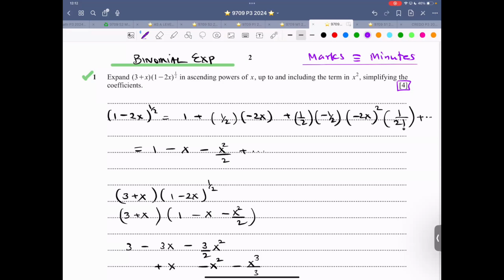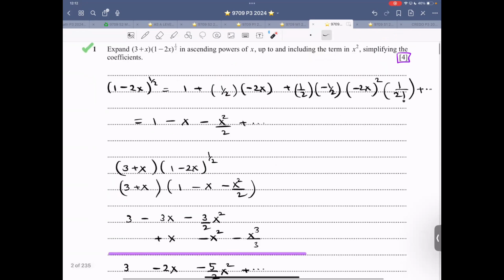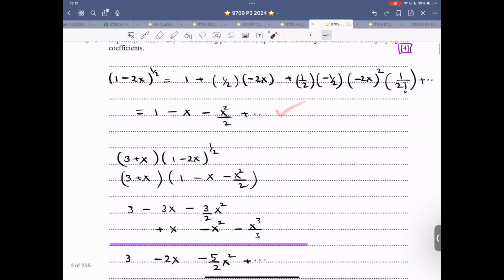Over here, it's saying expand (3 plus x)(1 minus 2x) raised to power of half in ascending powers of x up to and including the term in x squared. So for (1 minus 2x) raised to power of half, you apply the formula: 1 plus nb over 1 factorial, plus n(n minus 1)b squared over 2 factorial. Don't forget the n minus 1. This thing over here is b, this thing over here is n. That is how you write it. Take care of the positive and negative signs, and this is what you get.